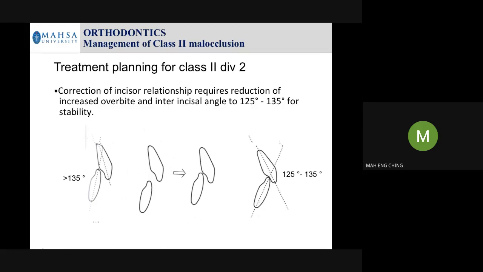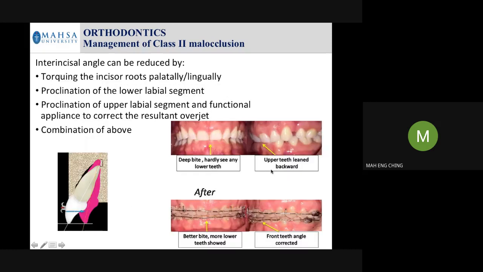If you have this perfect inter-incisor angle of 125 to 135, then the lower incisor should bite on the upper incisor cingulum plateau, which is the middle third, and it should be stable. This gives us our occlusal stop. So how are we going to reduce the inter-incisor angle? It can be reduced by torquing the upper or lower incisor root palatally or lingually. I'm not sure you know what torquing is. Torquing means you are rotating the root backward or forward.